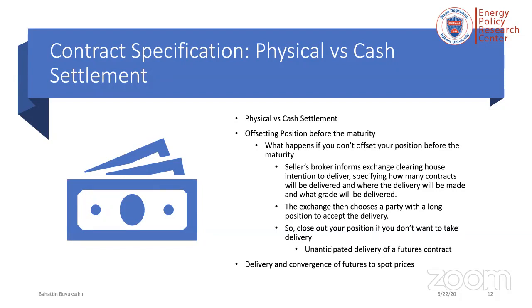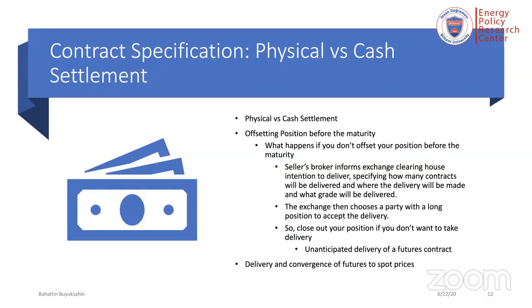Some futures contracts, let's discuss physical versus cash settlements. This is very important. For example, WTI light sweet crude oil is a physically delivered contract, as opposed to Brent futures at ICE, which is cash settled. Some futures contracts call for actual physical delivery of the underlying commodity or financial instrument at contract expiry. Others simply call for a cash settlement at the expiry.